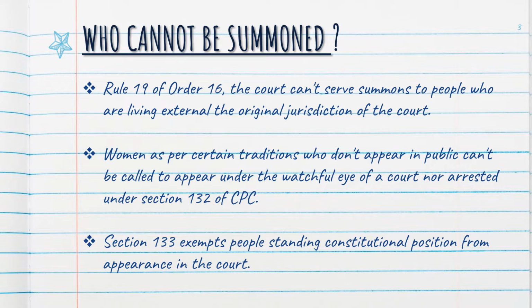The rule is exempted if such person's residence is situated less than 50 miles from the courtroom, and even in the case where the person's residence is situated less than 200 miles from the courtroom, where there is unavailability of public transport. Apart from this, women who, according to certain custom, do not appear in public cannot be summoned to appear in person before a court, nor arrested under Section 132 of the Code of Civil Procedure. Section 133 exempts persons holding constitutional positions from personal appearance in the court, so they cannot be summoned by the court either.